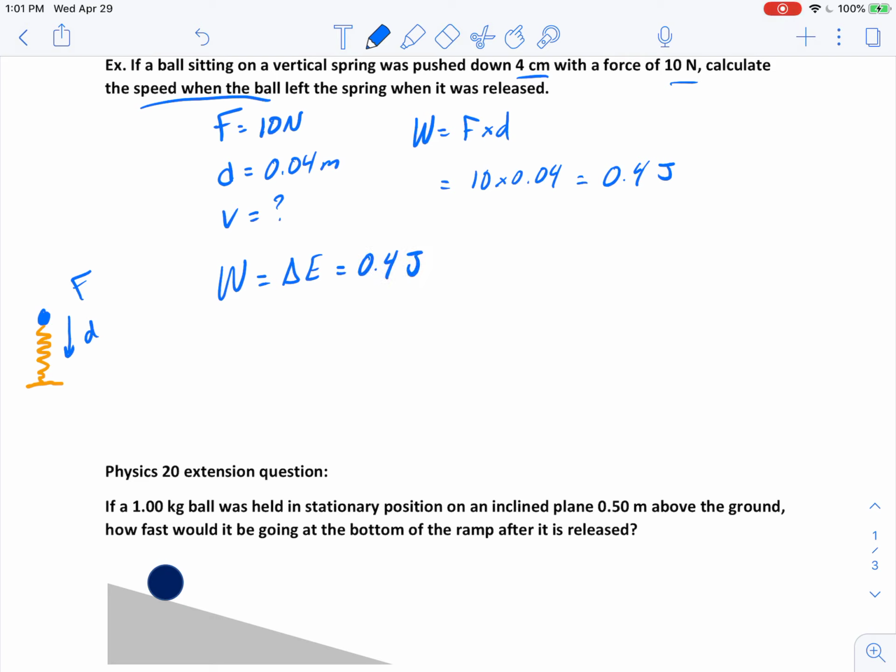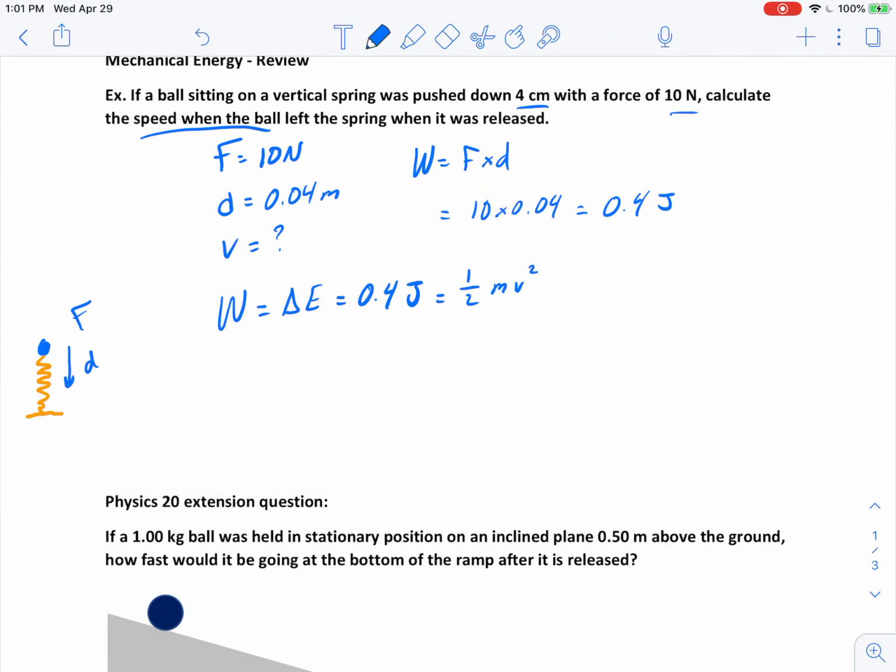When you release the spring, you now have kinetic energy. It's being transformed from potential energy when you squish the spring to kinetic energy. And you know that the total energy has to add up to this much work. So we can use that number as our total energy. And remember, we're using kinetic energy, so that's 1/2 times the mass times speed squared.